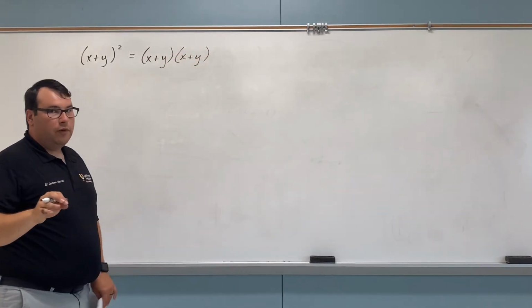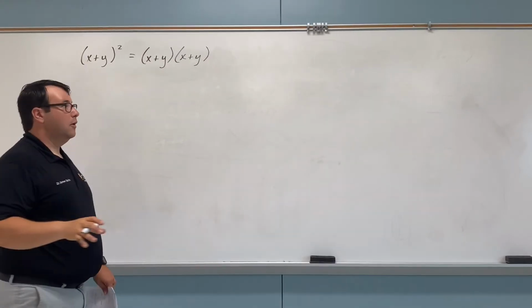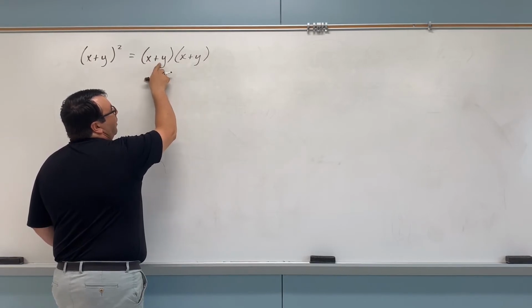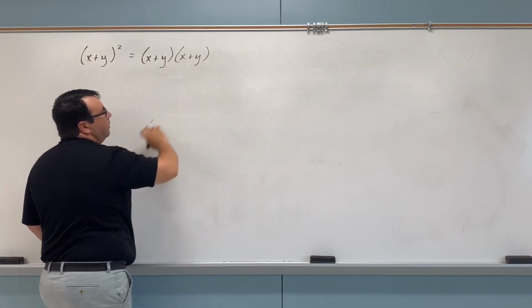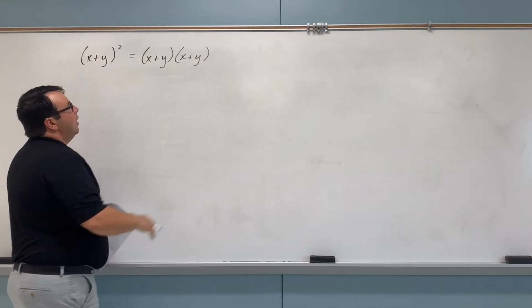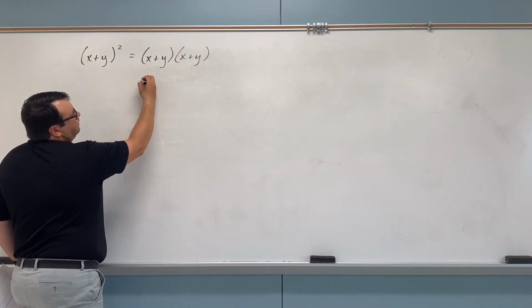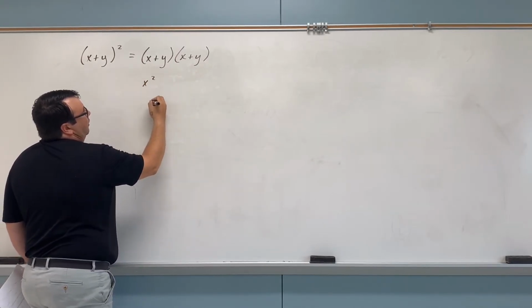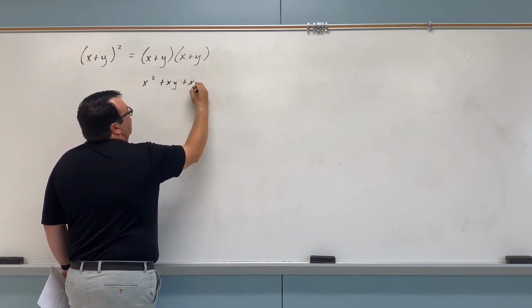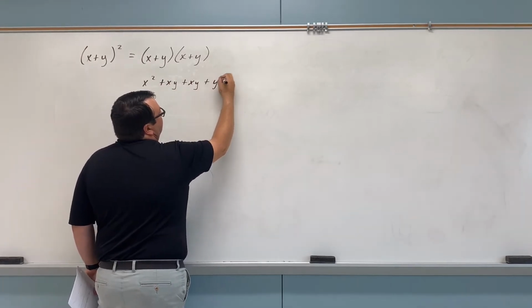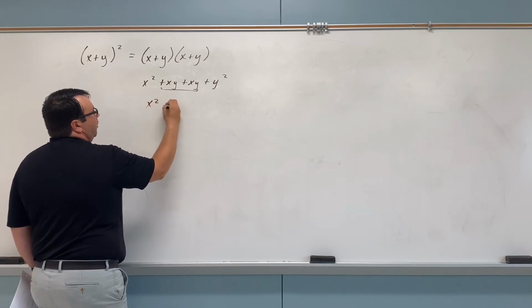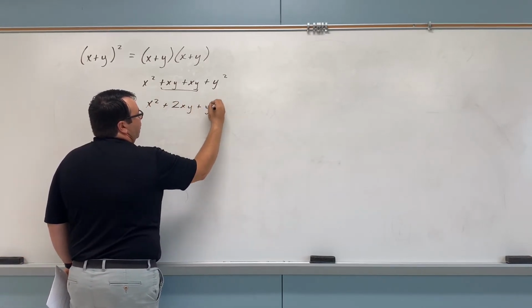Now this is very different from the difference of squares that we just covered, because these are not conjugates. This is x plus y, this is identical x plus y. So they are not conjugate values, they are identical binomials. At this point, let's go ahead and just FOIL. So I get x times x, which is x squared. X times y is xy. Y times x is xy. Y times y is y squared. Combine my like terms. I get x squared plus 2xy plus y squared.